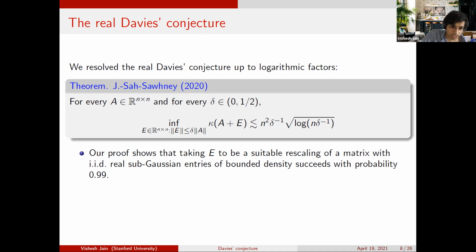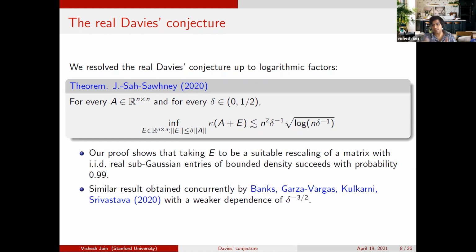And before we were going to upload it to the arXiv, I emailed Nikhil Srivastava, and he said, oh yeah, we were also going to upload a paper to the arXiv. And it's a similar result, except here we get this 1 over delta rate, and they get a rate of delta to the minus 3 over 2, right?